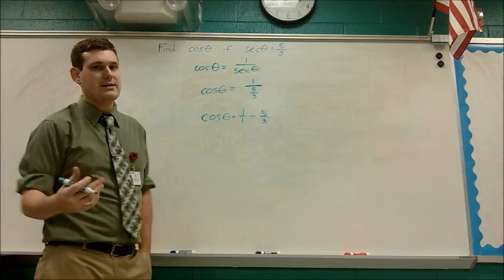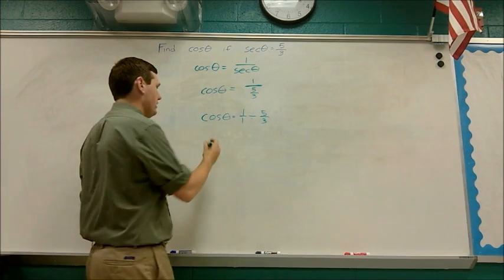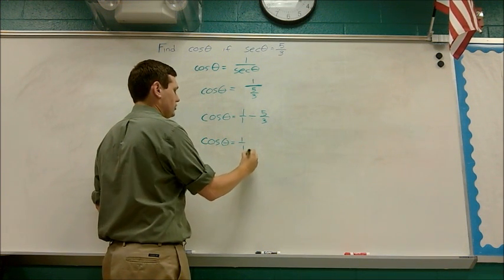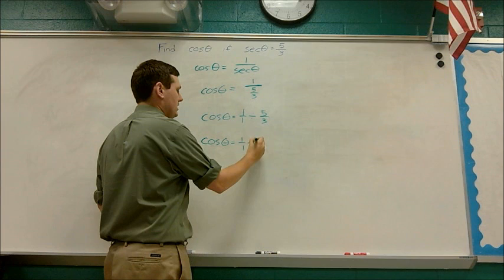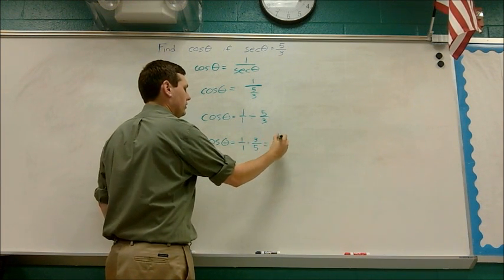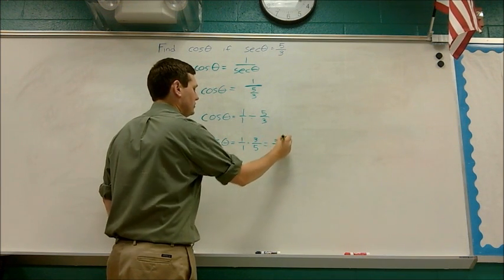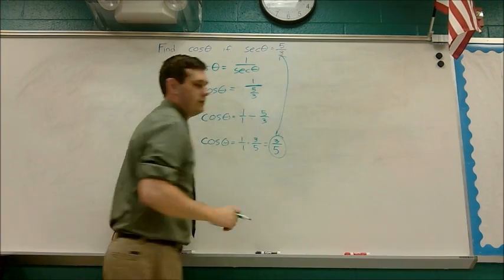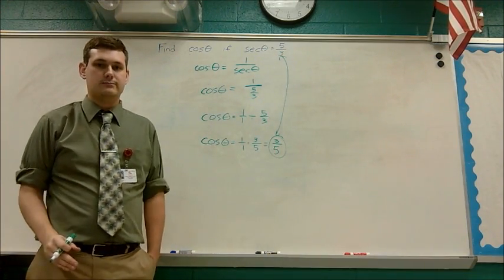And if you remember back in elementary school, when you divide fractions, you flip and multiply. So cosine theta, and you only flip the second fraction, is 1 over 1 times 3 over 5, which equals 3/5, which is exactly what you would have gotten if you just would have flipped that from the get-go.